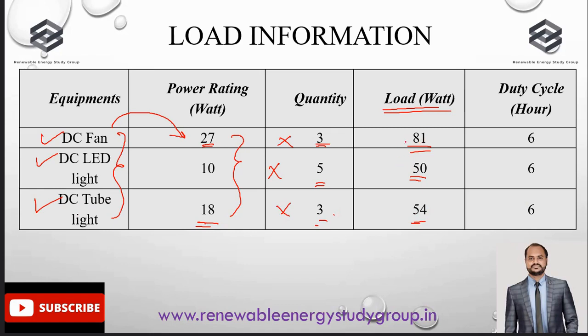Once we have taken this parameter, we must also know the duty cycle of the corresponding equipment. It means how many hours the consumer is utilizing this DC equipment whenever we are designing the solar system for such cases. So let's say the duty cycle will be 6. It means for 6 hours of duration, each individual equipment is going to be utilized in this particular case.